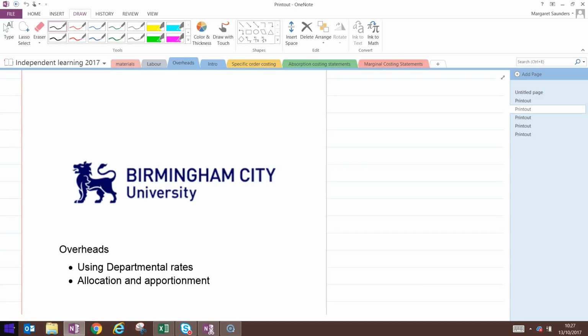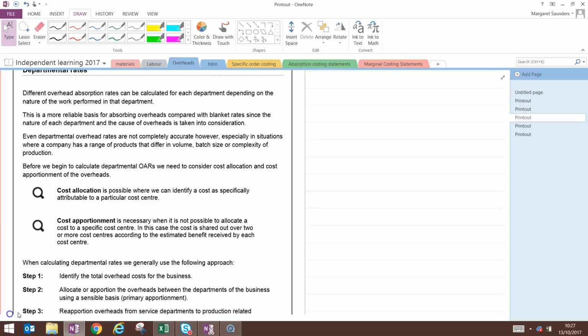Hello. In this recording we will be looking at overheads and the use of departmental rates to calculate overhead absorption rates. Different absorption rates can be calculated for each department depending on the nature of the work performed in that department. It's a more reliable basis for absorbing overheads compared with blanket rates, since the nature of each department and the cause of overheads is taken into consideration.